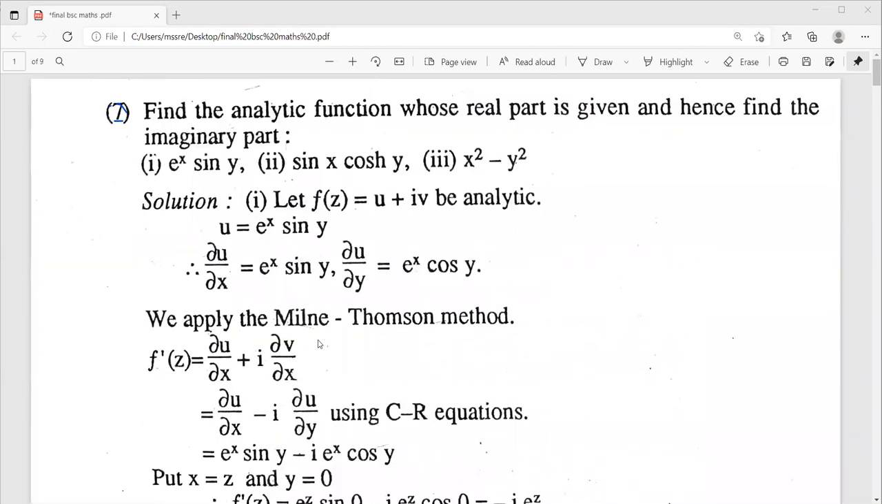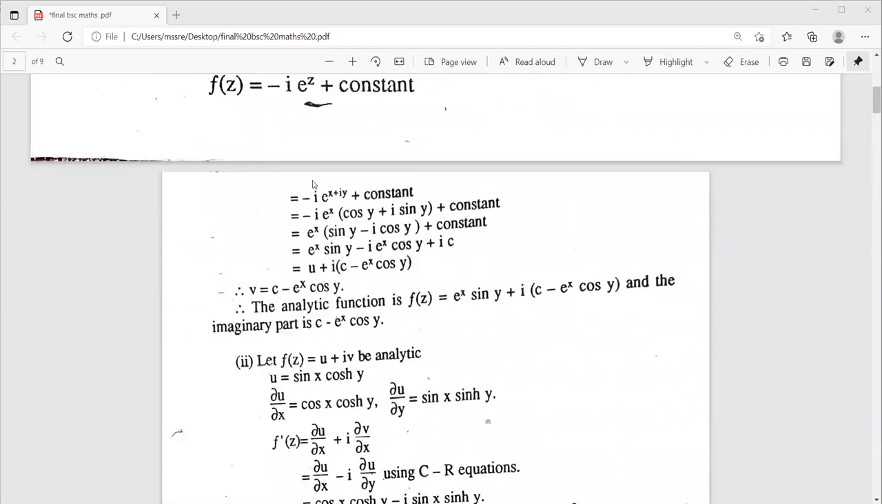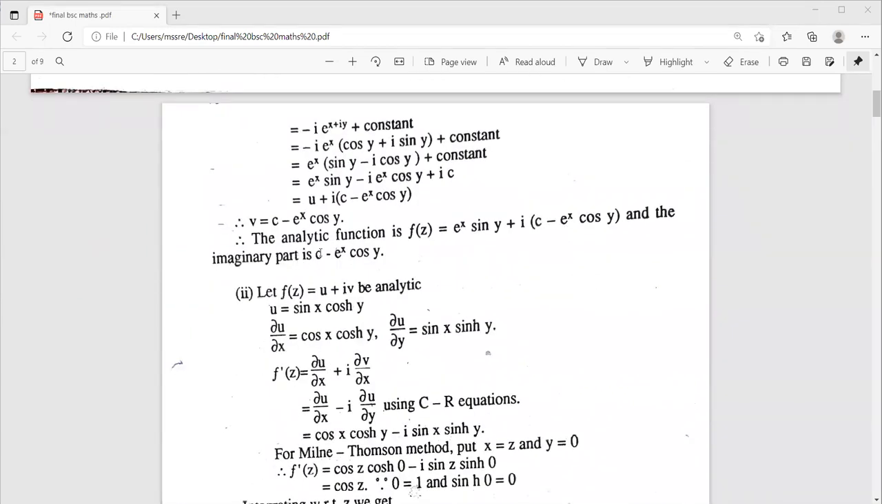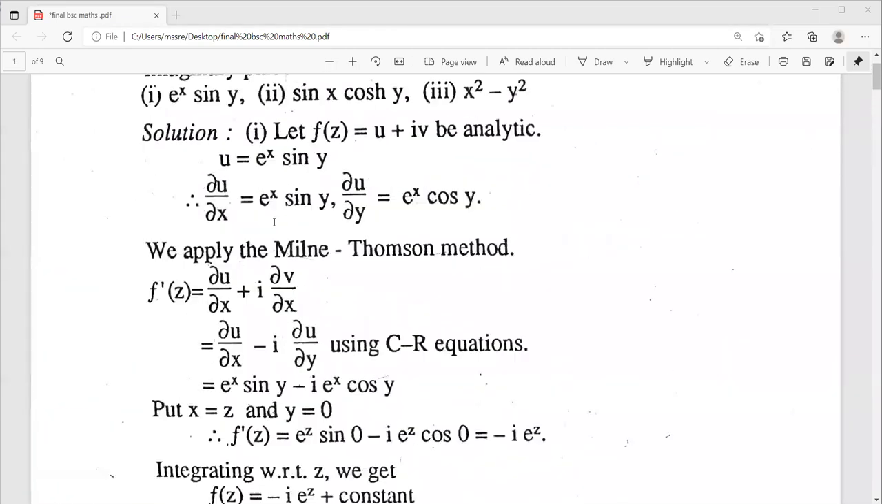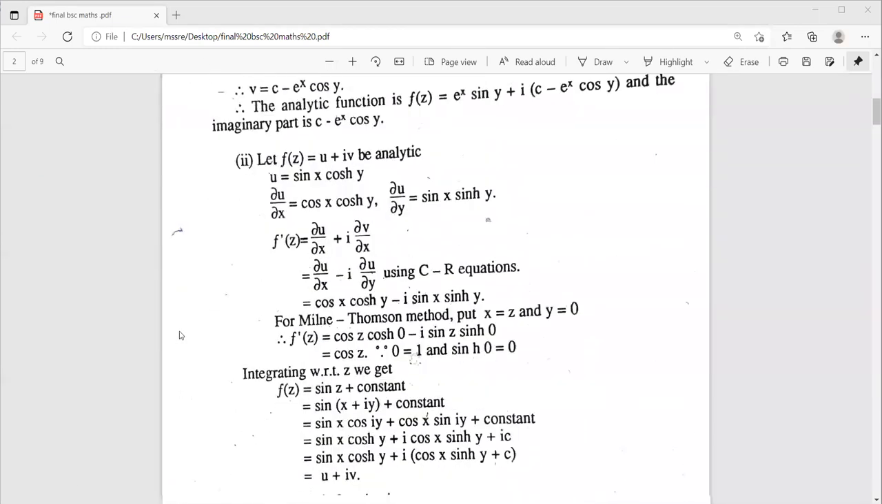So for the function e raised to x sin y, the function is minus i e raised to z plus constant. And the imaginary part is c minus e raised to x cos y. So here the given real part is e raised to x sin y, so the imaginary part is constant minus e raised to x cos y. This is how you can find the imaginary part and also the function using the CR equation and the Milne-Thomson method. In the Milne-Thomson method, remember you have to put x equals z and y equals 0 in f dash of z. Take another problem. So what is the next problem?